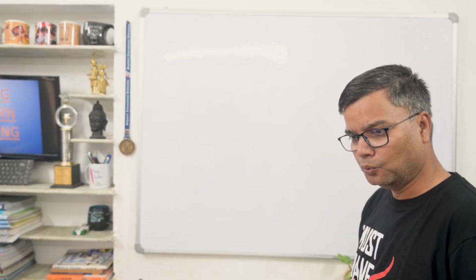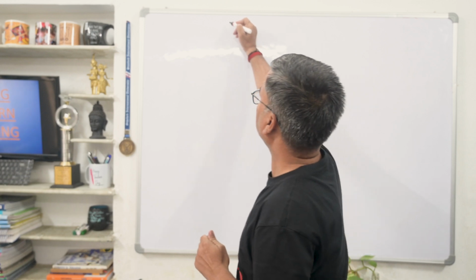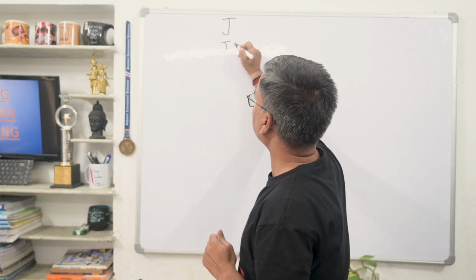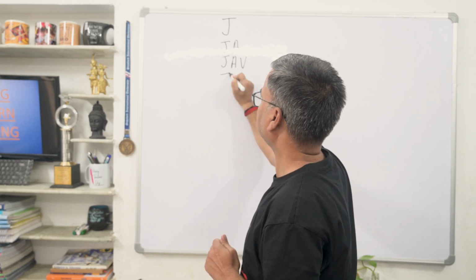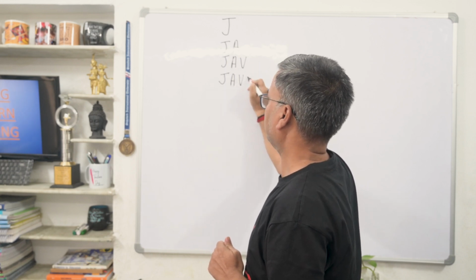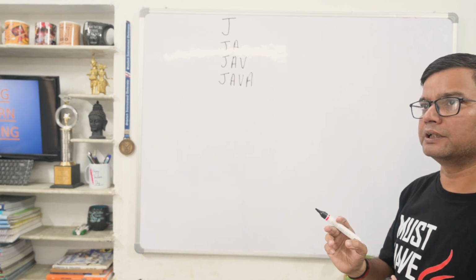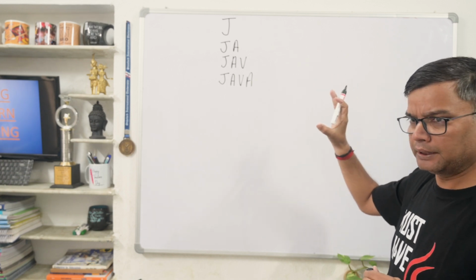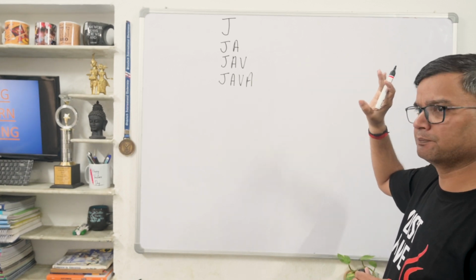Okay, so the first pattern which I am going to discuss is a simple pattern. I just take this is J, JA, JAV and JAVA. So whenever you get a question, you will not go for any specific data, but we can go with an input, right? The question will ask you to input a string and print as per the given pattern.